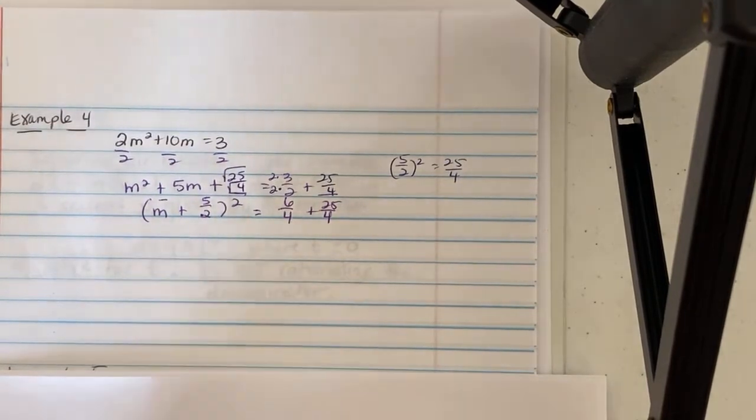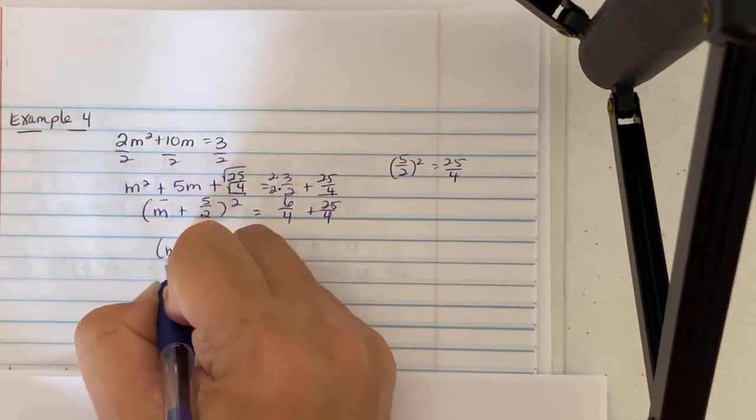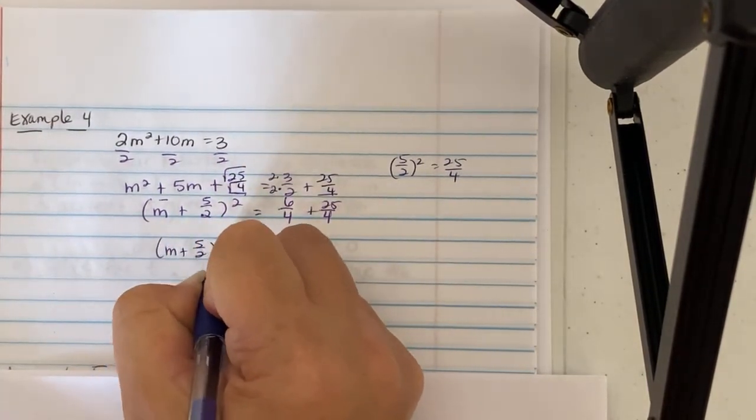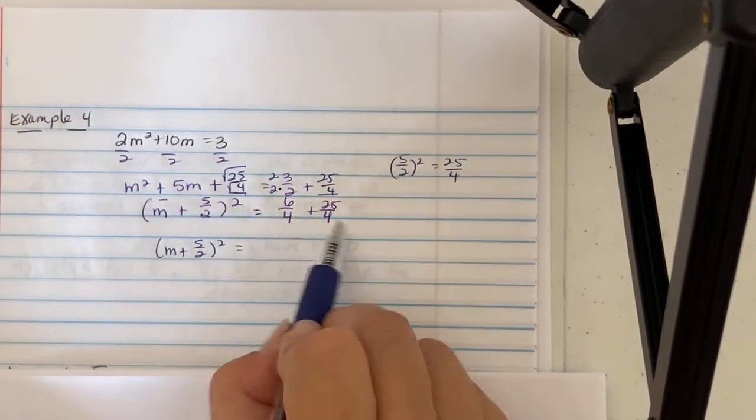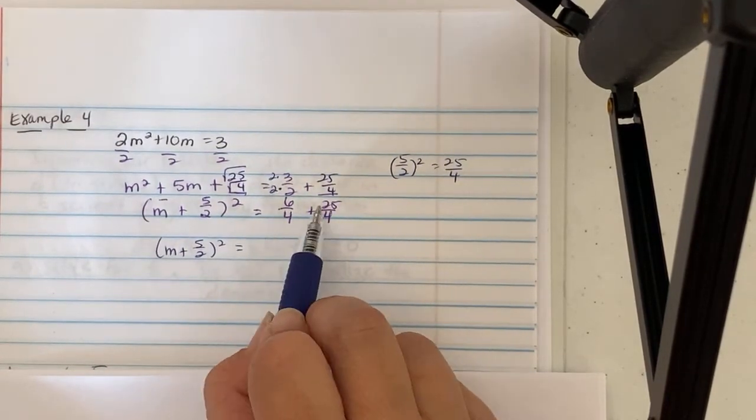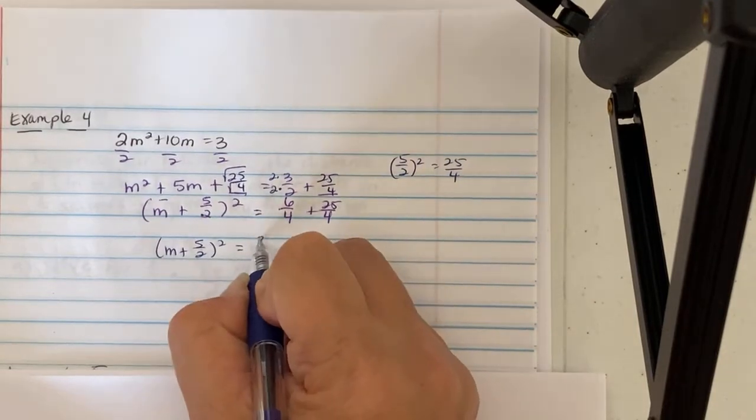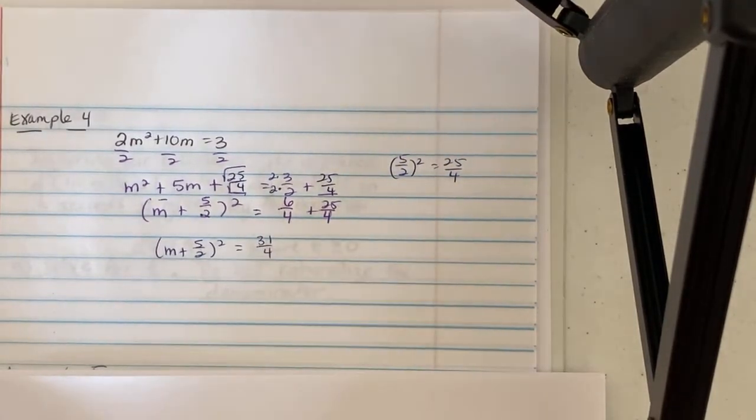Bring down the left side of the equation exactly as is. So we have m plus 5 over 2 squared. Now, since the denominators are the same, we can combine our numerators. So 6 plus the 25 is 31 over 4.